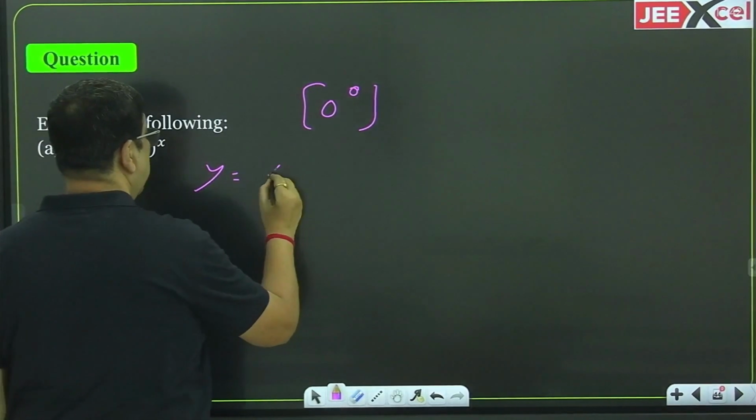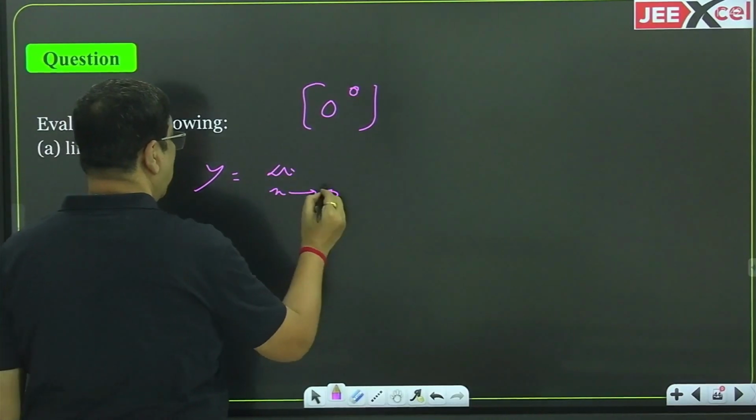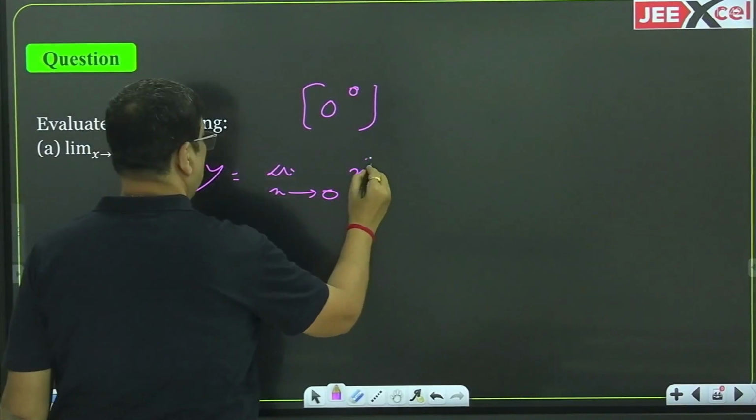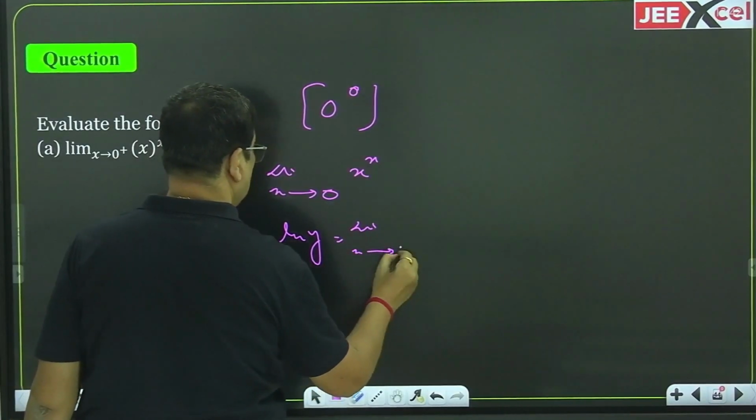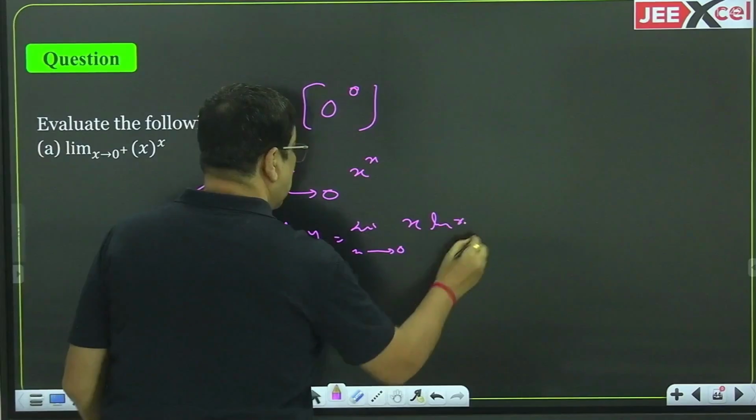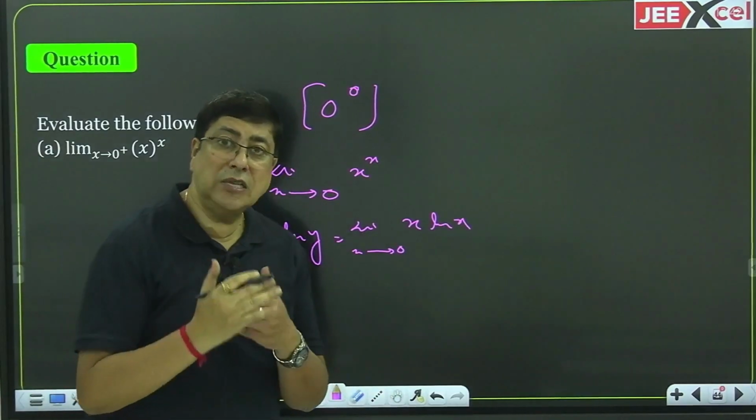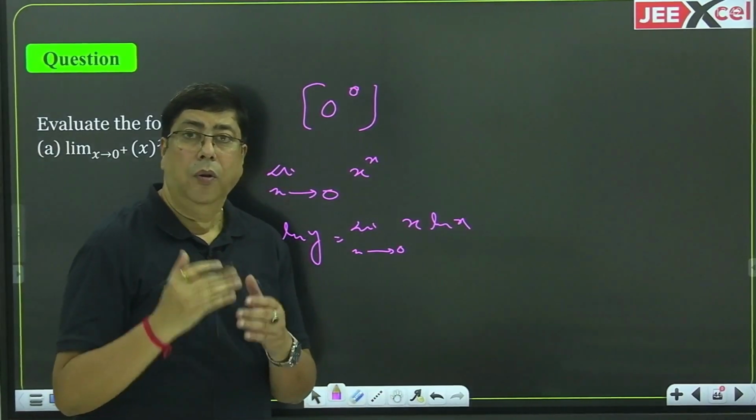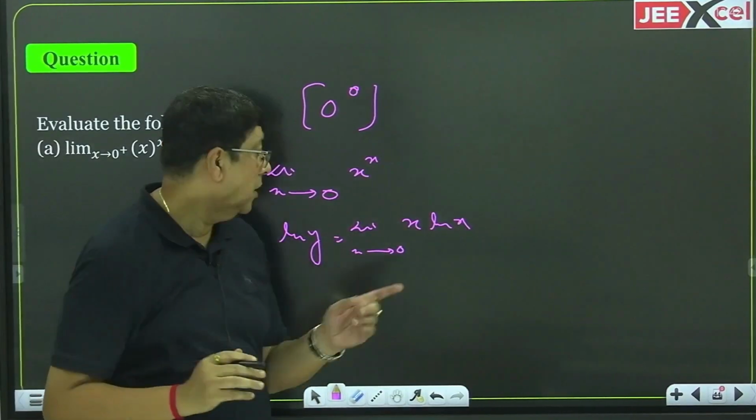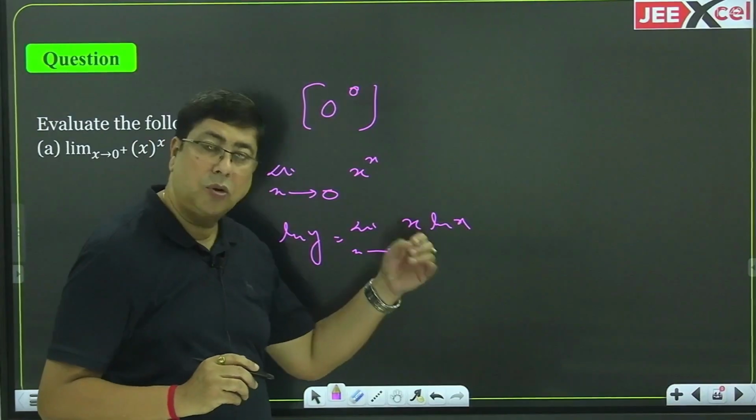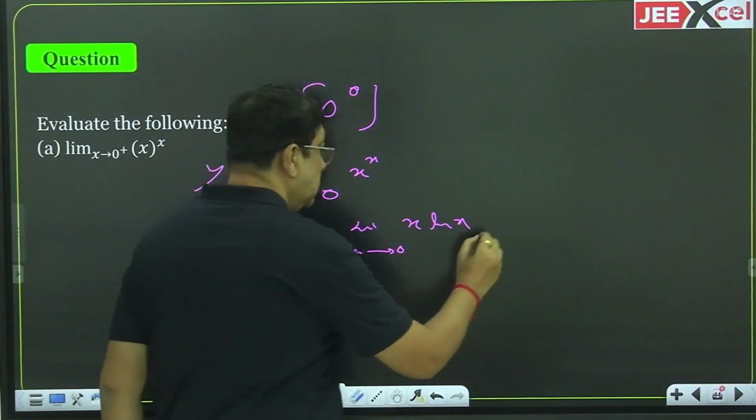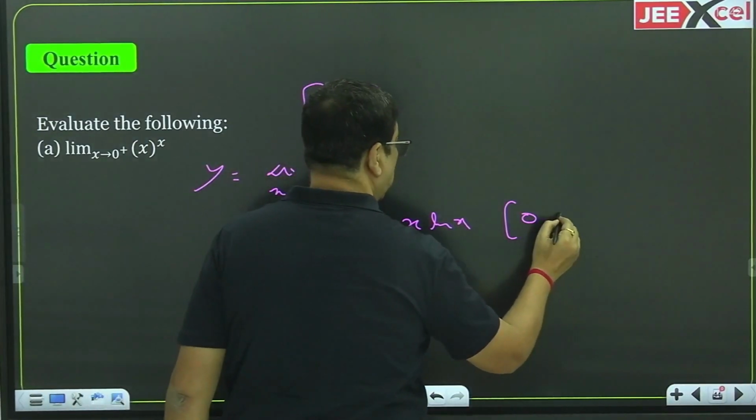So limit x tend to 0, x to the power x. Take log on the both side. That is limit x tend to 0 x log x. Once again, in every step तुमको indeterminate form मेंटेन करना चाहिए. जैसे ये क्या होगा, x is 0, 0 into log 0 minus infinity, छोड़ो infinity. So this is 0 into infinity form.